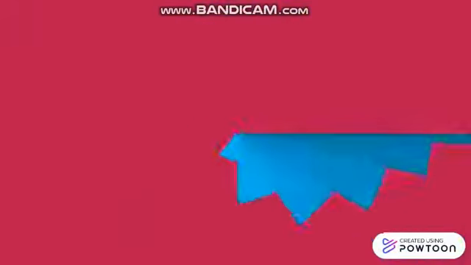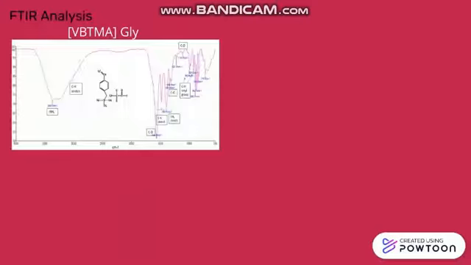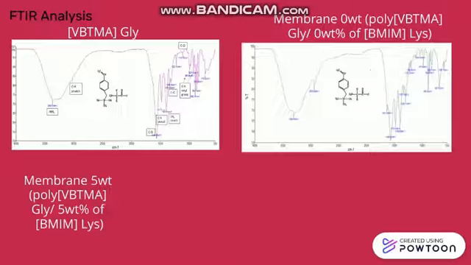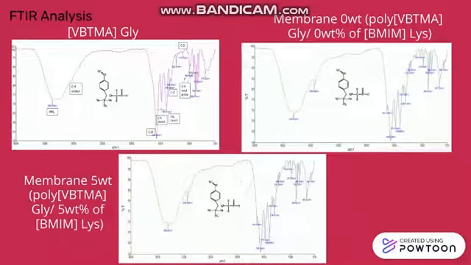Next, it is the FTIR results of the monomer, which is VBTMA glycine, and the mixed matrix membrane, which is poly-VBTMA glycine with 0 and 5% of BMIM lysine respectively. By comparison of all these FTIR spectra shown, the peak intensity of the functional groups of poly-VBTMA glycine is higher than its monomer. This is probably due to the hydrogen bonding interaction in the functional groups during the photopolymerization process.